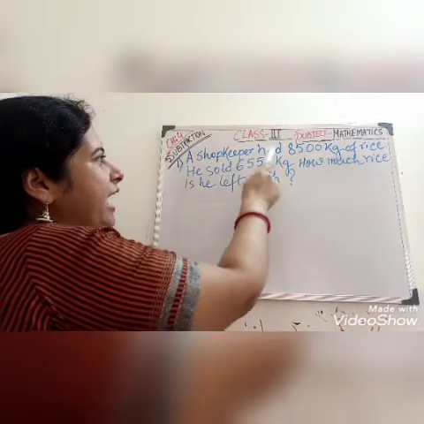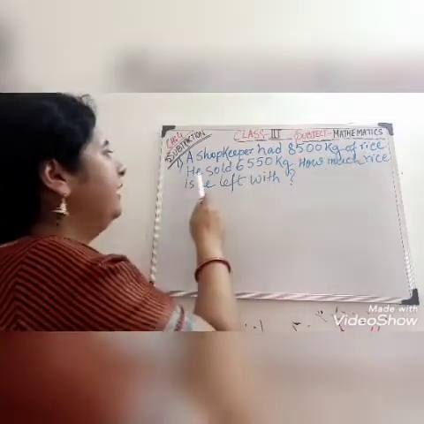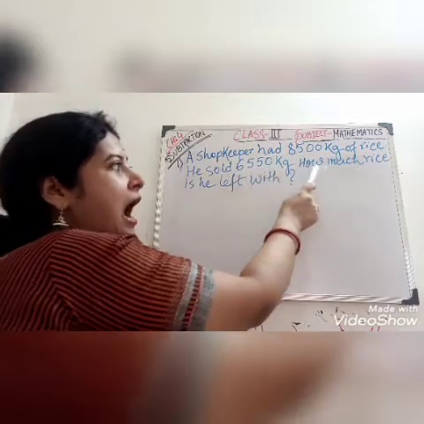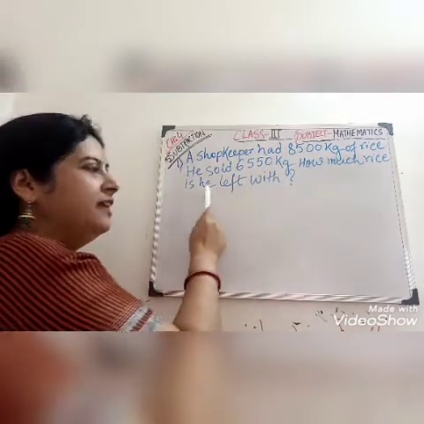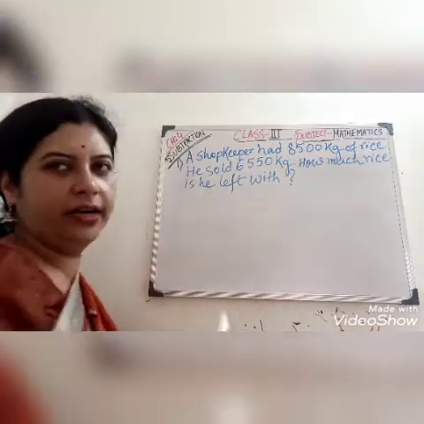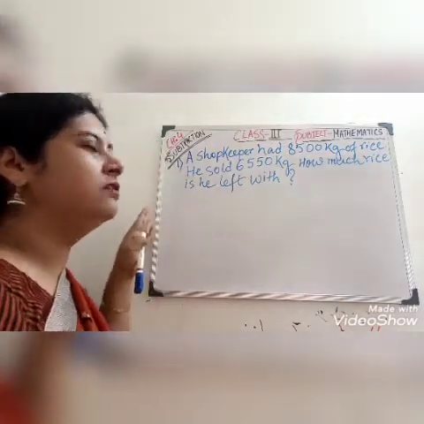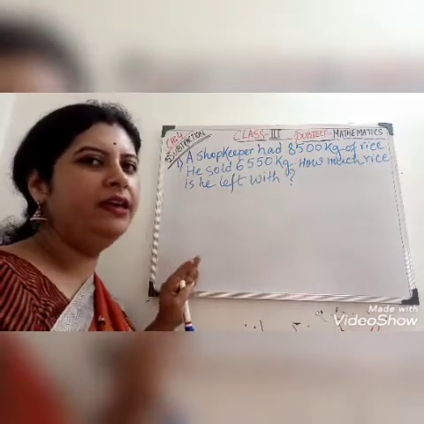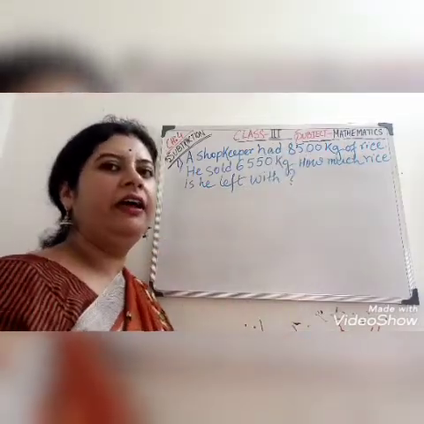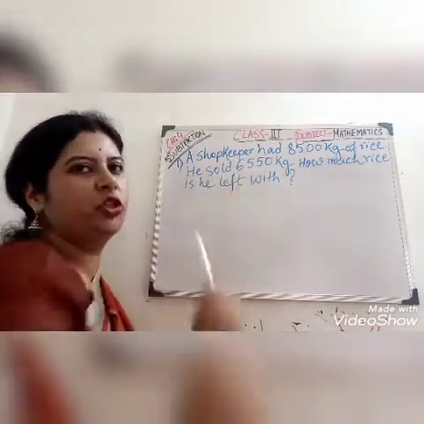A shopkeeper had 8,500 kg of rice. He sold 6,550 kg. How much rice is he left with? Here, left with what? Suppose this story sum is going to be subtracted. We subtract this number and get the answer of how much rice will be left with this shopkeeper.